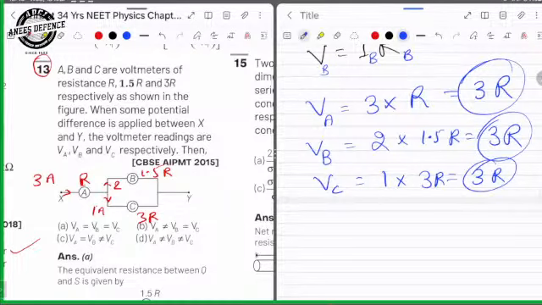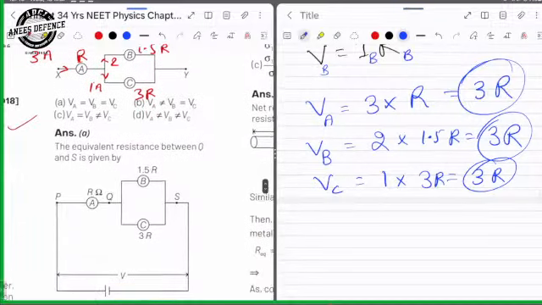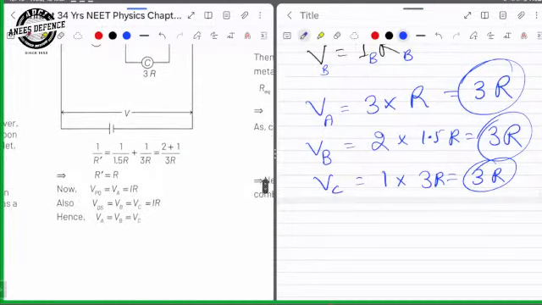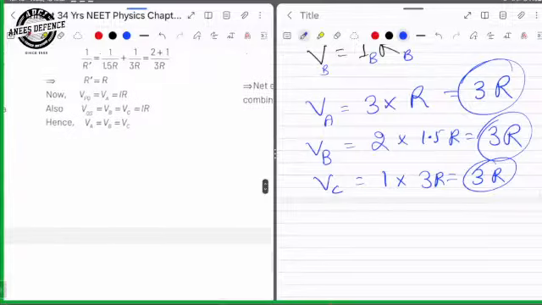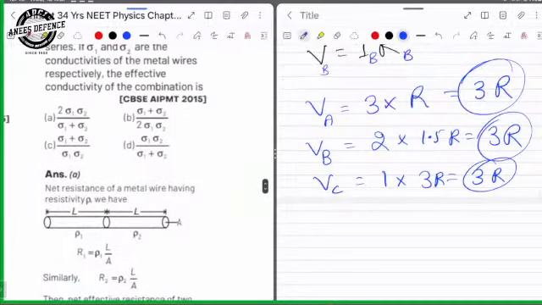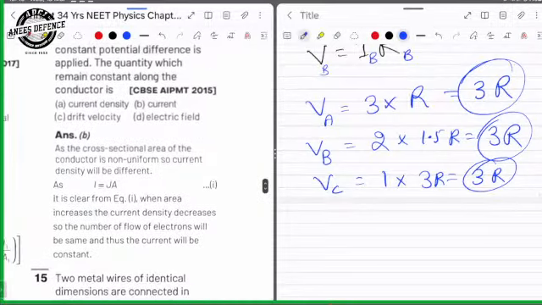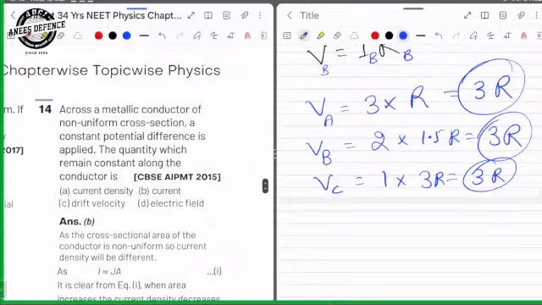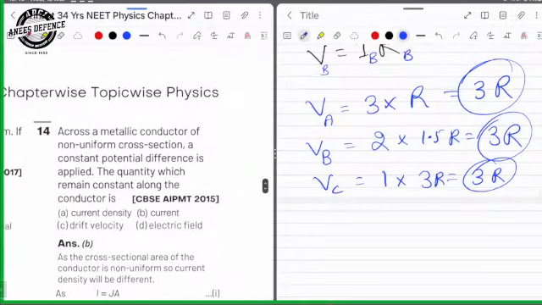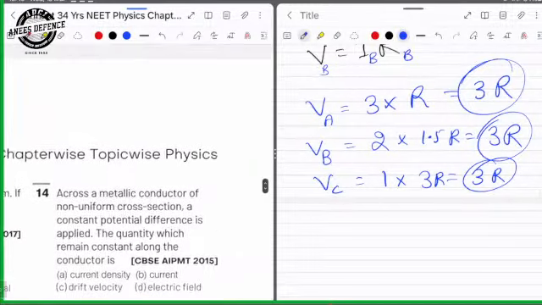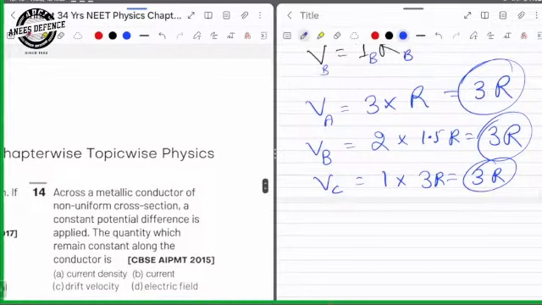So which option is correct? Option A. VA is equal to VB is equal to VC. Just consider a single value and try to calculate. Yes or no? Means easily you can calculate using logic, V is equal to I into R.